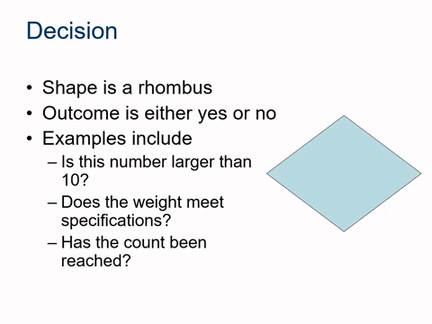So here's where our decisions go. This is where we're going to be asking yes or no questions. And our program, our flowchart, is going to go off in two different directions based on the answers to those questions. And there's some examples there.